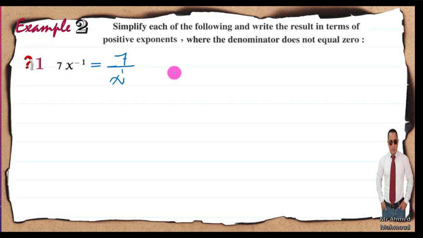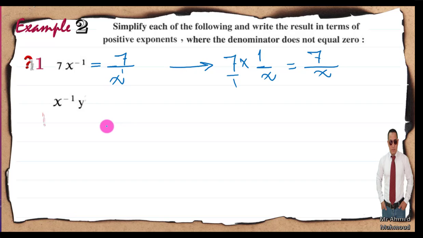I can solve this one another way. It is equal to 7 times 1 over x, and this is 7 over 1. So 7 times 1 is 7, 1 times x equals x. The two ways are correct. Now, this is x power negative 1, y power of 2. So it is equal to 1 over x times y power of 2 over 1. So 1 times y power of 2 equals y power of 2, x times 1 equals x.